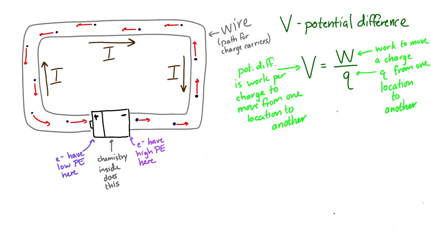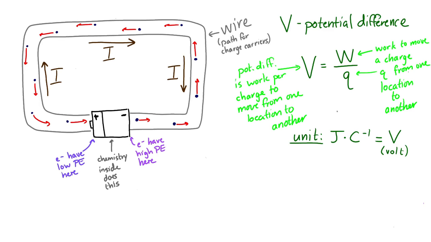The unit of potential difference, you can see, is the joule per coulomb, right? Work per charge, joule per coulomb. And a joule per coulomb is defined as a volt. So the unit of potential difference is a volt, which is represented with a V. So you have to be a little bit careful.